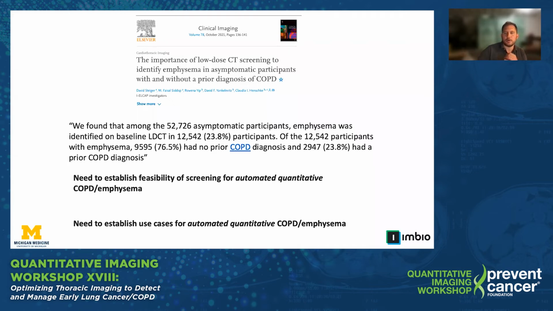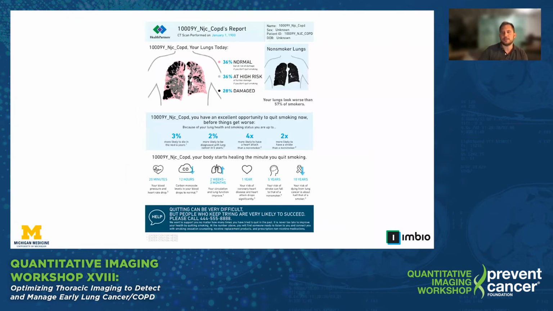Now we need to establish that quantitative assessment can be used to screen for COPD. To do this, we need to standardize how we measure emphysema quantitatively in a lung cancer screening setting, and we need concrete examples of how screening for COPD can add value to lung cancer screening programs. One example use case is to use quantitative imaging to aid in smoking cessation. We developed this report as part of a smoking cessation clinical trial in collaboration with the University of Michigan, University of Minnesota, and HealthPartners. It is based on the health belief model for improving the likelihood of adopting a behavior, in this case, quitting smoking.